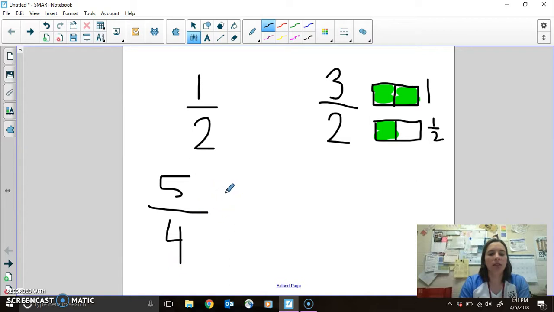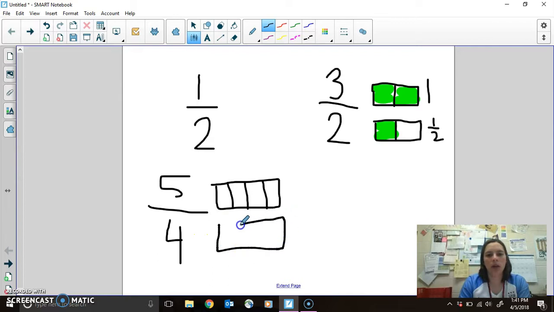Okay, those of you that are standing, it is greater than a whole. Give yourself a point. Okay, 5/4. Let's make a quick little diagram of that. Okay, I've got a whole right here. Fourths tell me I split it into 4 equal parts. So I've got 1, 2, 3 lines, 4 parts. 1, 2, 3, 4.